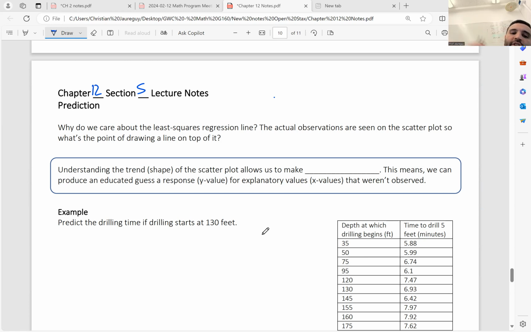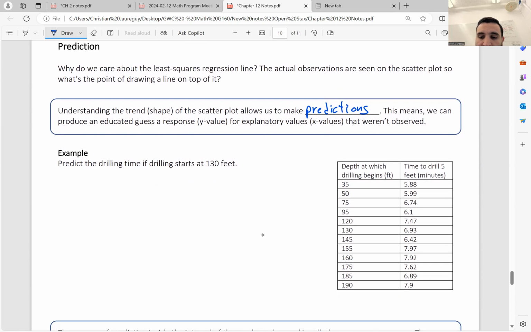So it says here, understanding the trend/shape of the scatter plot allows us to make predictions, right? We have that predicted Y. This means that we can produce an educated guess, a response value for the explanatory values that weren't observed. So we see this here, and I understand that we already know 130. But there could have been something that went wrong with that specific data point. So we actually want to know what the model says should happen at 130. If I were to do it again at 130, what is the most likely time it would take?